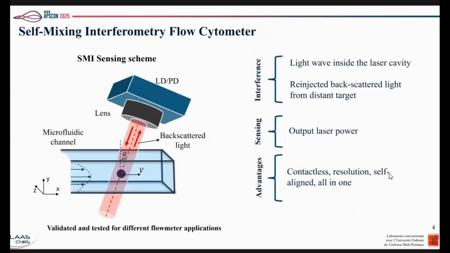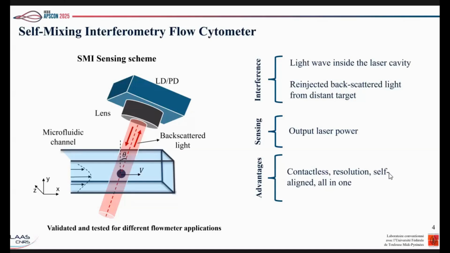So the technique that I want to present you today is called self-mixing interferometry. Basically, the sensing scheme behind it lies in the fact that we are going to use the laser beam both for the excitation of the light and also for the detection. So basically, it's like we are going to have an all-in-one sensor.